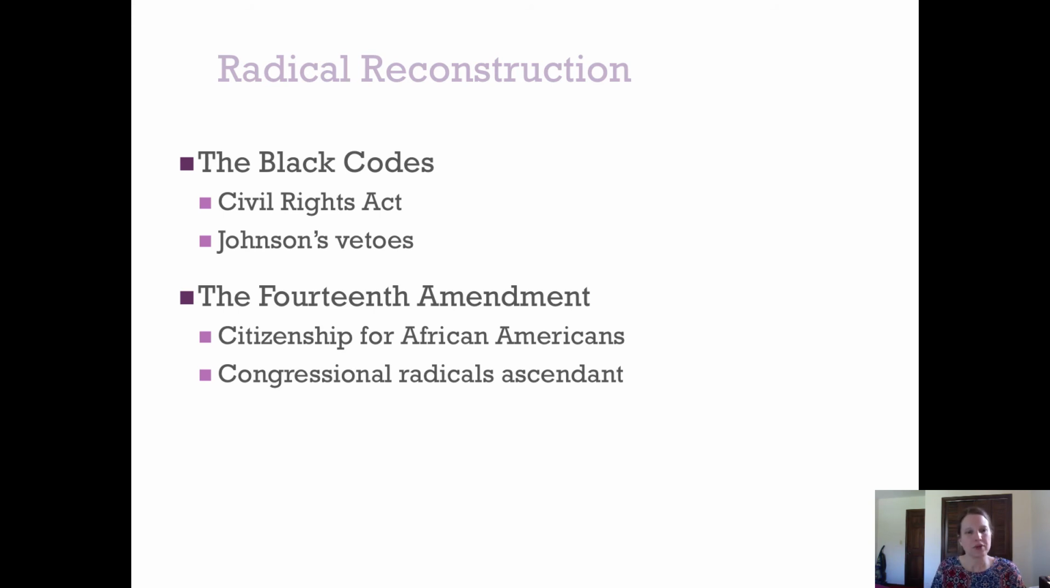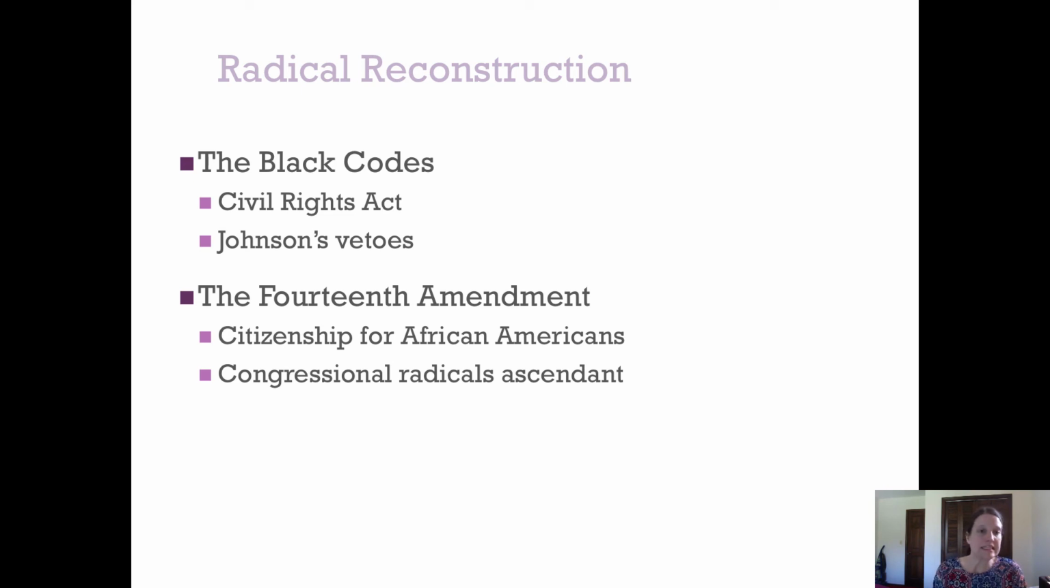While all this is happening, Congress does decide to extend the Freedmen's Bureau a little bit longer. The Freedmen's Bureau was only supposed to be around for like a year or two. It wasn't supposed to be a very long program. But what they decide is that they're going to move forward with that.